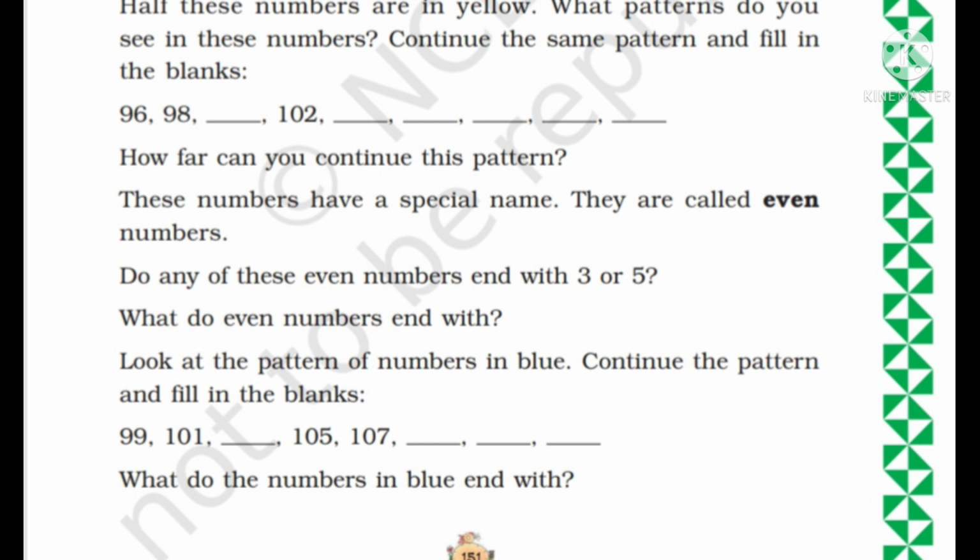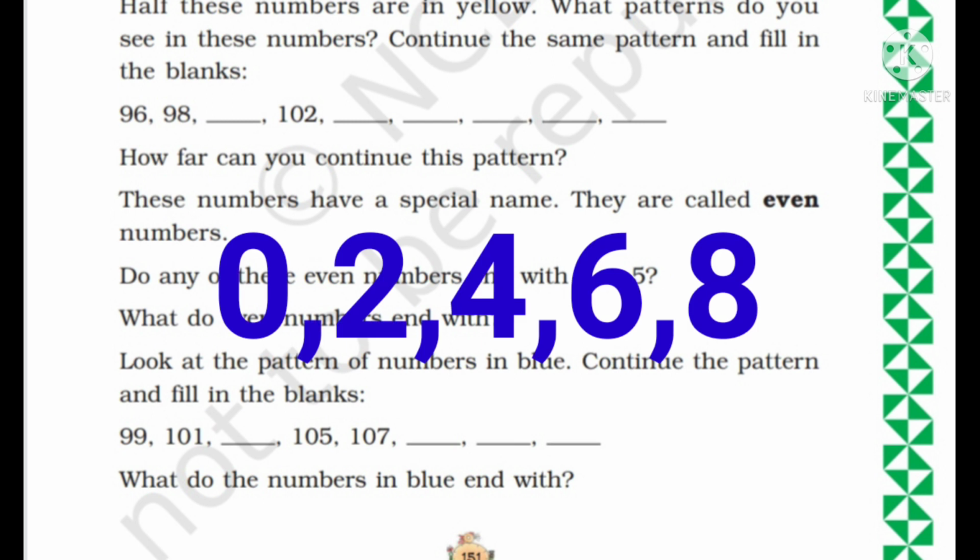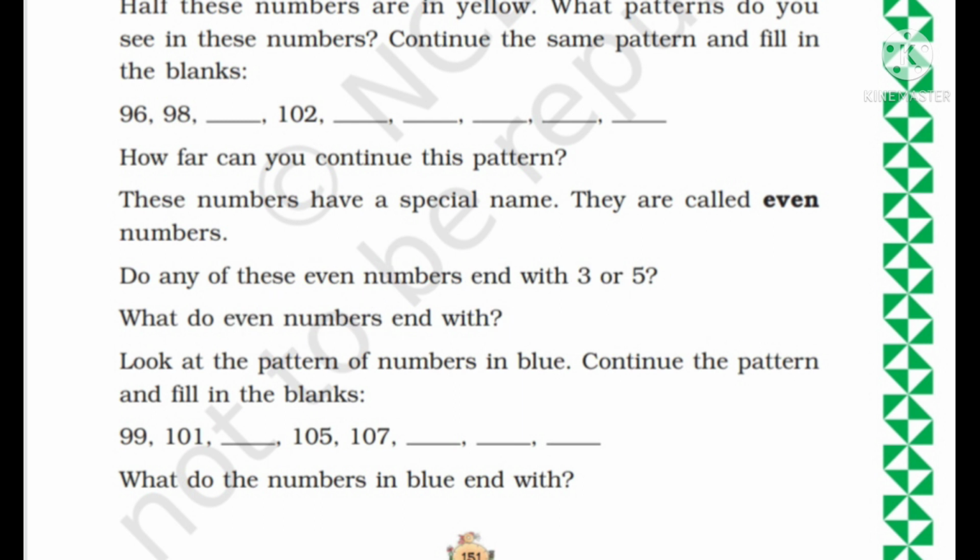Do any of these even numbers end with 3 or 5? No. What do even numbers end with? End with 4 and 6. No. 0, 2, 4, 6 and 8. Even numbers always end in these numbers.